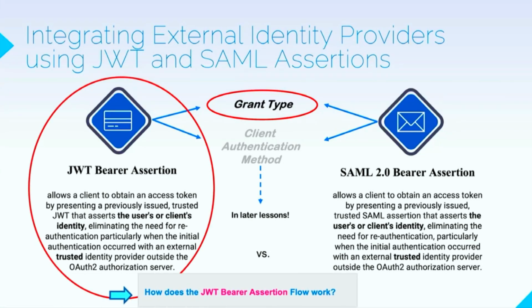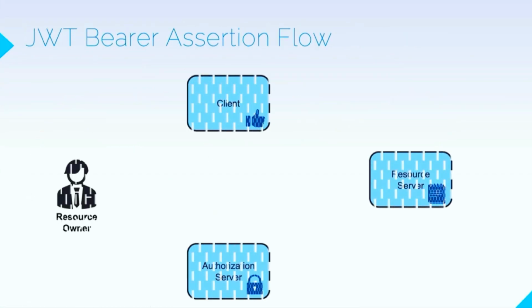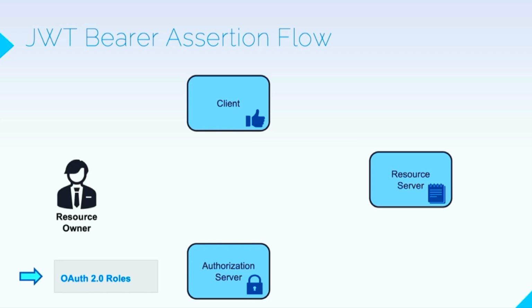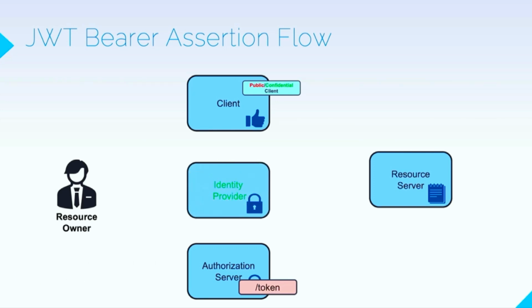Now let's dive into the JWT bearer assertion flow. As always, we start with the OAuth 2 rules. In this scenario, the client can be either public or confidential client. This flow utilizes the OAuth 2 token endpoint. A new component to consider in this flow is the external trusted identity provider, which the authorization server relies on. This is why establishing a trust relationship between the identity provider and the authorization server is essential.